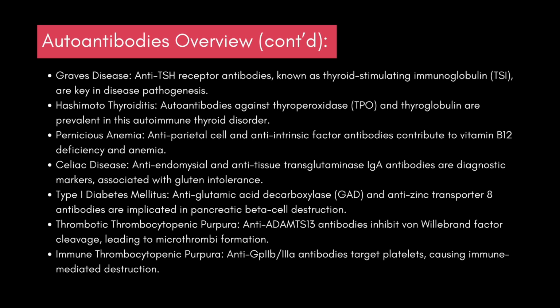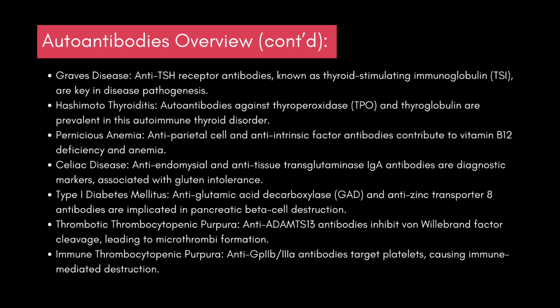Next, we have celiac disease. Anti-endomysial and anti-tissue transglutaminase IgA antibodies are diagnostic markers associated with gluten intolerance. Next, we have type 1 diabetes mellitus. Anti-glutamic acid decarboxylase (GAD) and anti-zinc transporter 8 antibodies are implicated in pancreatic beta cell destruction.